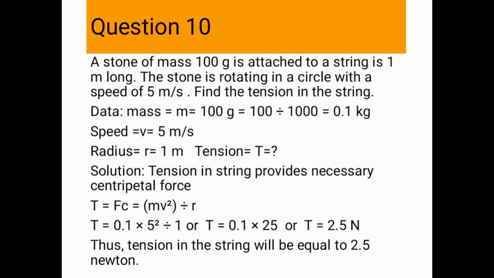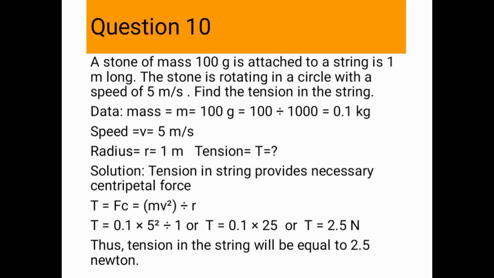Question 10. A stone of mass 100 grams is attached to a string 1 meter long. The stone is rotating in a circle with a speed of 5 meters per second. Find the tension in the string. Data: mass m equals 100 grams equals 100 divided by 1000 equals 0.1 kilogram. Speed v equals 5 meters per second. Radius r equals 1 meter.